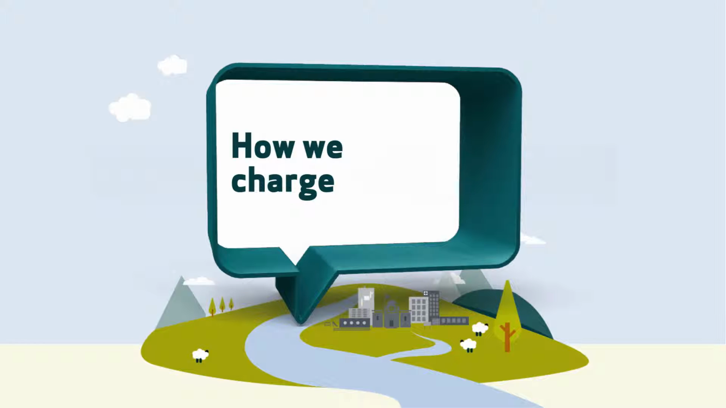Firstly, it'll depend on whether your premises has a water meter. Most businesses in the Northwest will. If you have a water meter, you'll pay for the amount of water you use and for the amount of wastewater that's taken away and treated. If you don't have a meter, we'll usually work out the charges based on your premises' rateable value.